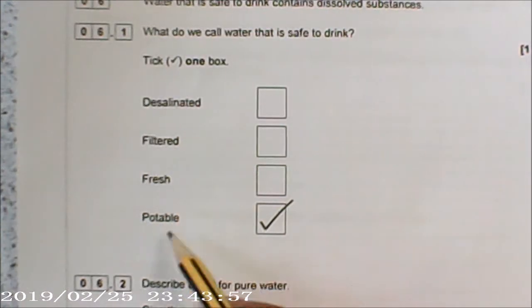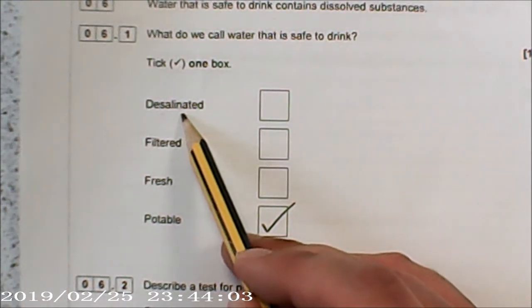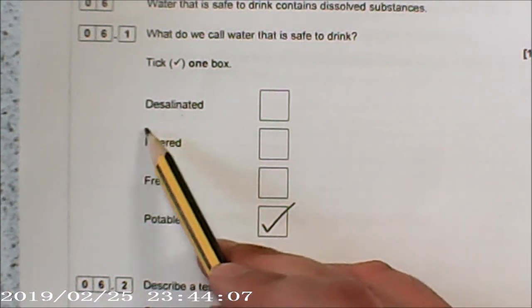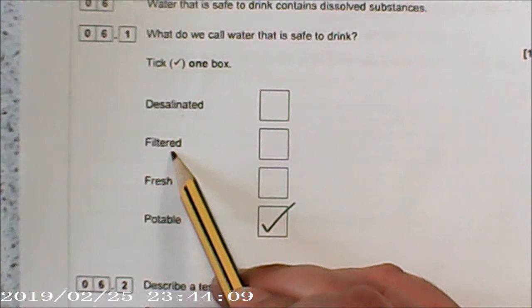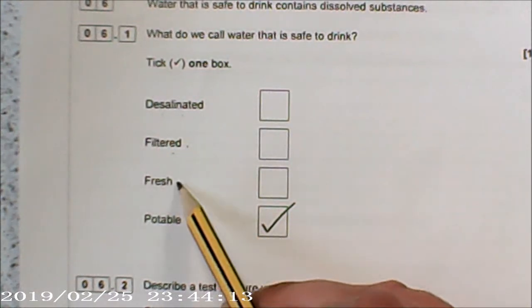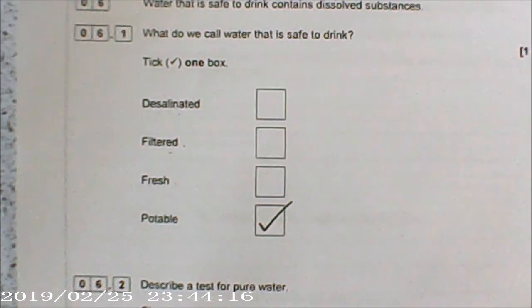So the stuff that comes out of your taps, that is potable water, is safe to drink, but there are things that are dissolved in it. Desalination, that's taking seawater and removing the salt. Filtering is just where you take out the solids, but there could be, say, bacteria and things like that. And fresh water, that's just coming out of a spring or something like that. So I'm sure most of you got potable water.